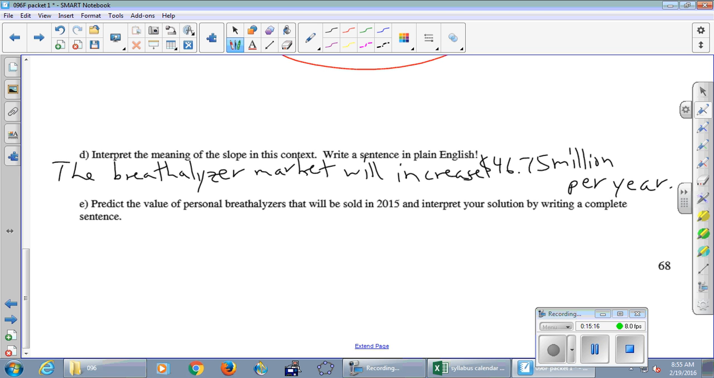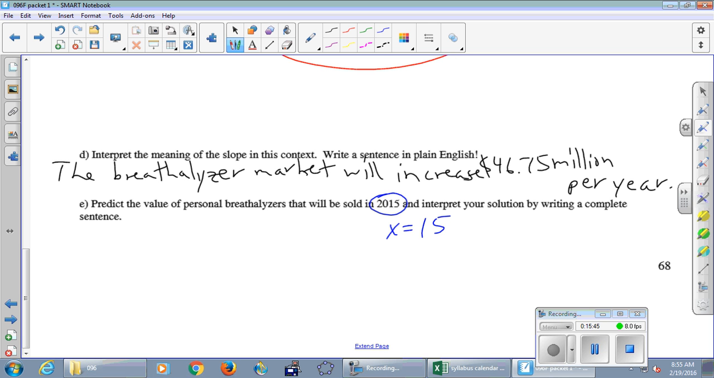That's it. Okay, and then finally, part E, predict the value of personal breathalyzers that will be sold in 2015 and interpret your solution by writing a complete sentence. So 2015, that's a value of X, that's an input, but we're not going to plug 2015 in. What number are we plugging in? 15, because we chose to start the clock in the year 2000.